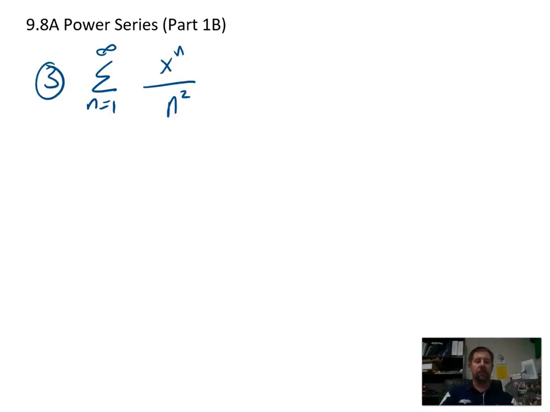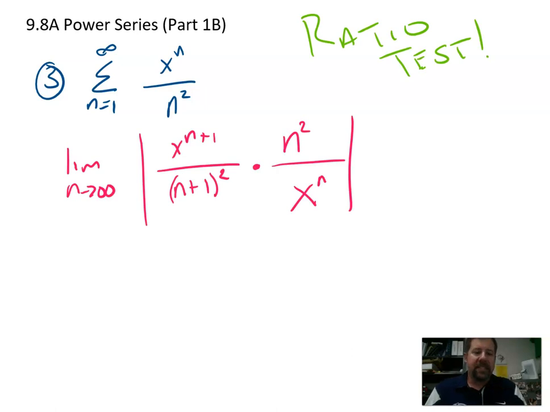So let's look at another power series and find its interval of convergence and radius of convergence. If this is our power series, we're going to want to, again, use the ratio test. When we set up the ratio test, again, we're going to add 1 to all our n's. So x to the n plus 1 over n plus 1 quantity squared. Then divide by that previous term, x to the n over n squared.